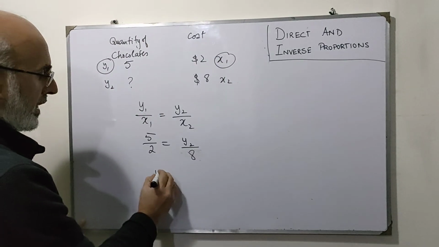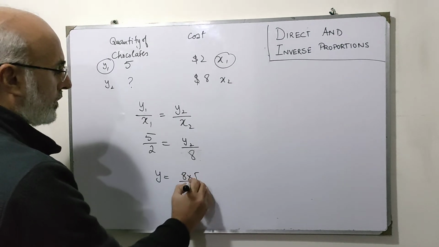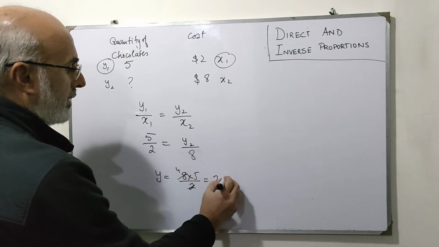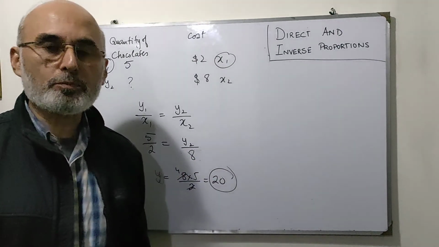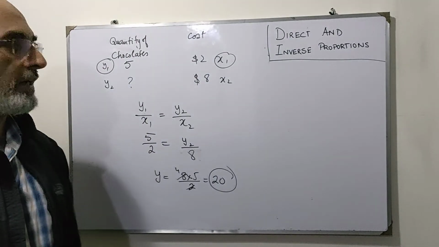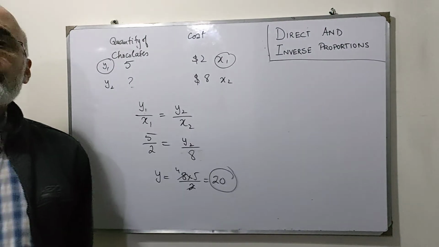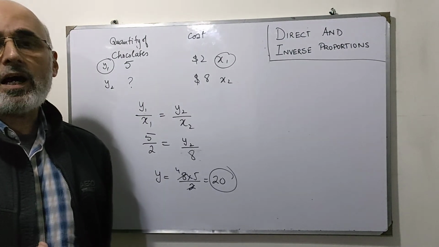What are we going to do? y is equal to 8 into 5 over 2. So it is equal to 20. So you can buy 20 chocolates. The more money you spend, the more dollars you spend, you can buy more chocolates, right? So this was how the ratios of direct proportionality are applied to find the unknown.